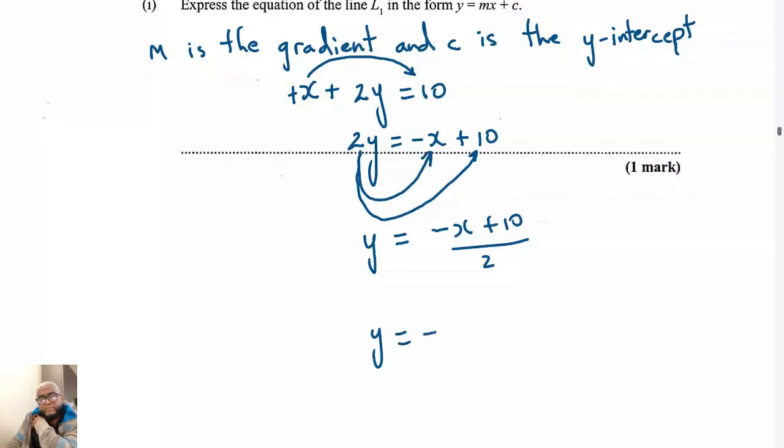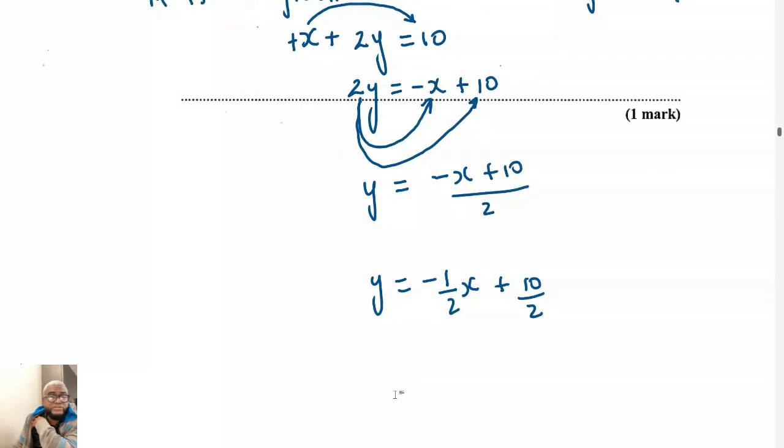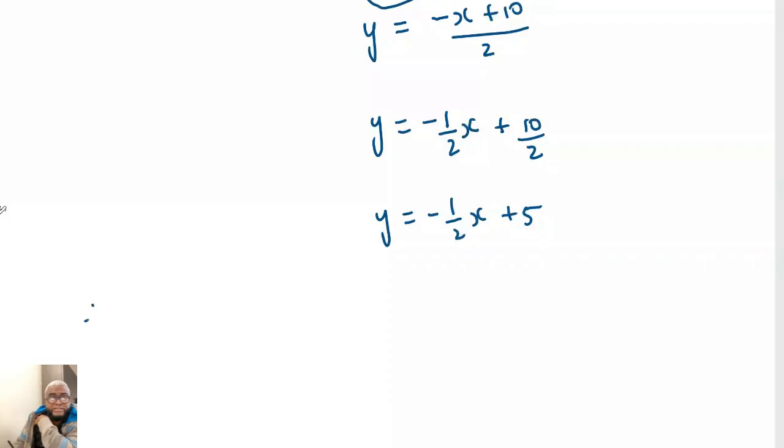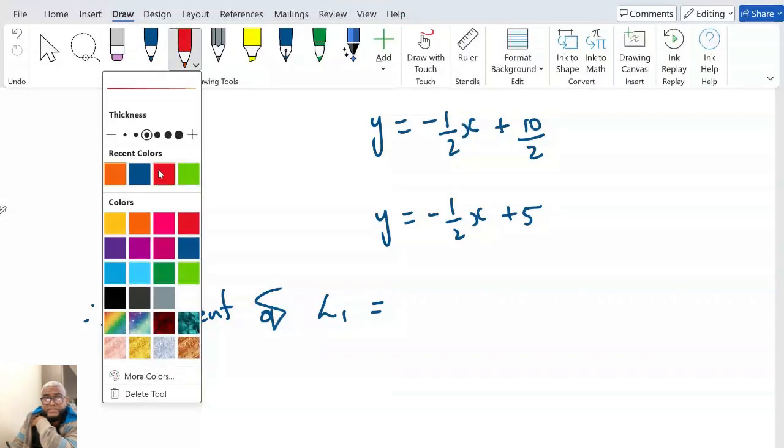y is equal to negative. Now the coefficient here is actually 1. It's understood. It will be negative 1 over 2x plus 10 divided by 2. 10 divided by 2 is what? 5. Y is equal to negative a half x plus 5. So therefore, the gradient of L1 is what? Negative a half, right?